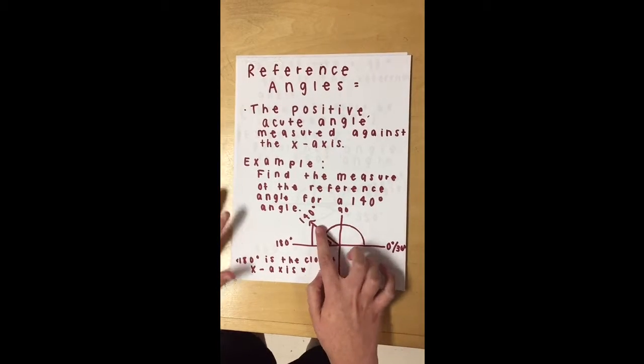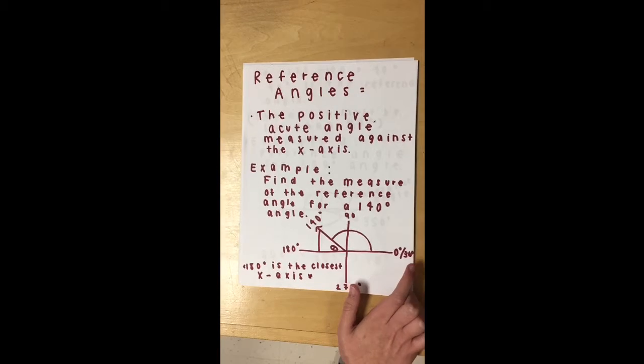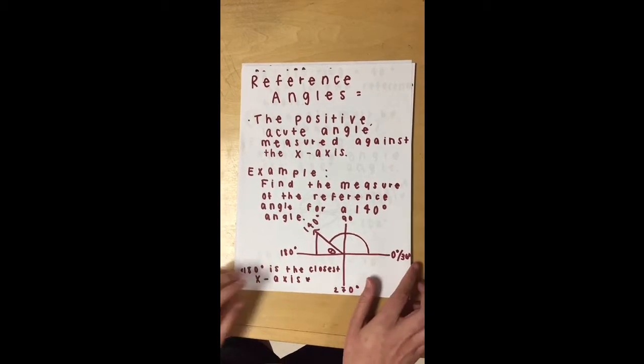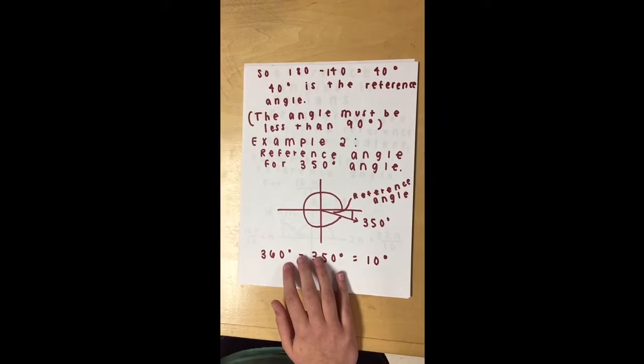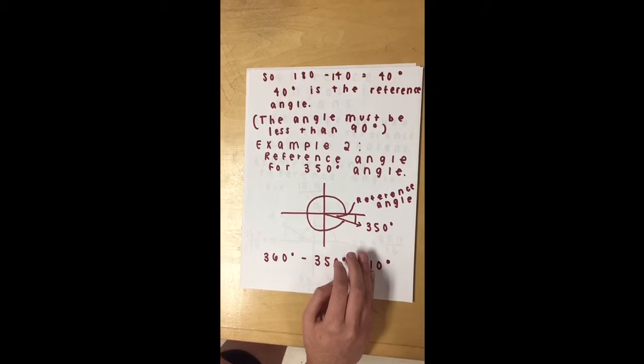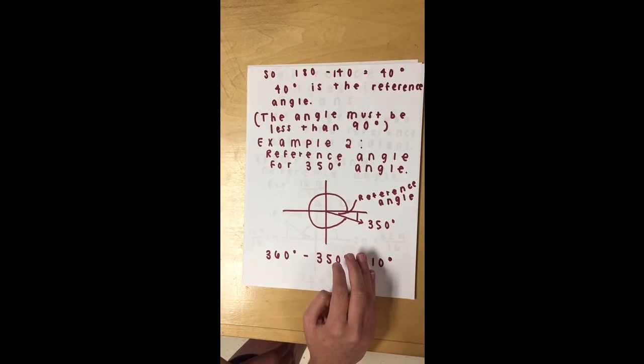So when you have your angle, you're going to drop it down to the closest x-axis, either 180 or 360. So I dropped it down to 180, and I'm looking for this angle right here. So I do 180 minus 140, which is equal to 40 degrees. And we know that that's an acute angle. It's between 0 and 90, so you know that 40 degrees is the reference angle.